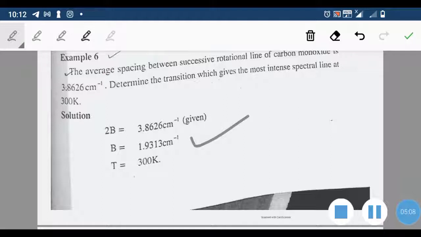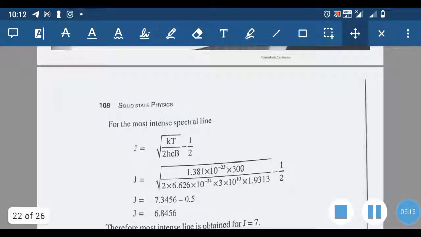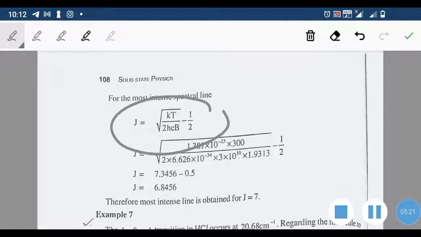Then the temperature is given as 300 Kelvin. Then we have to calculate for the most intense spectral line. The equation for the most intense spectral line is J max is equal to root of kT divided by 2hcB, minus half.